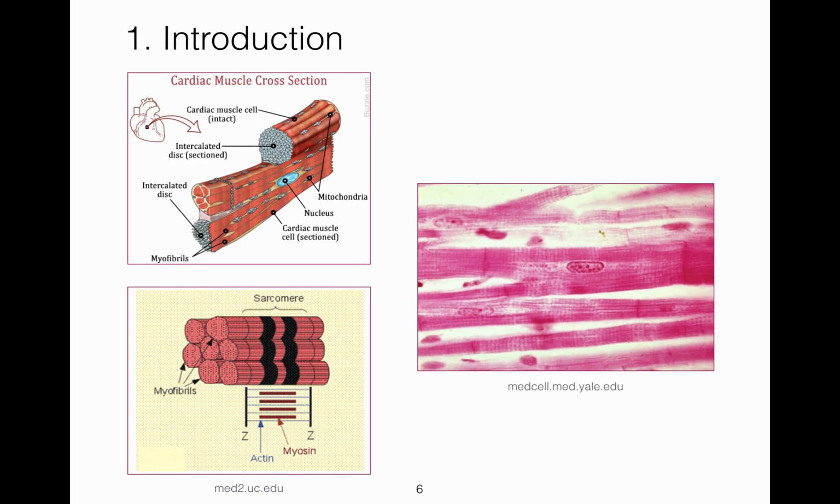The illustration on the top left of this slide is of myocytes with myofibrils. The illustration below this is of myofibrils composed of myofilaments and the section of the myofibril called sarcomere. The microscopic image shows a longitudinal section of cardiac muscle with its distinctive striations.